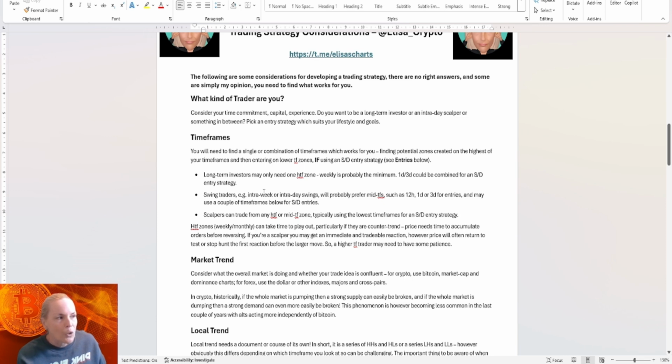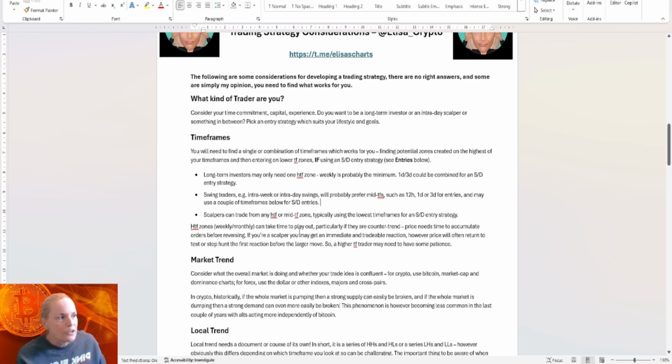For a swing trader, if you're holding for a few days, or even just a single day, but for a longer period in the day than a scalp, then you might want the mid time frames. And I guess this is what I prefer for entries: the 12 hour, the 1 day, or the 3 day. And then maybe use a couple of time frames below for your tight entries. For me, that will go down to 1 hour and 15 minutes even. But like I say, for me, it depends on what I see on the chart at any given time, so it's hard for me to give a specific answer here. But for you, just work out what works.